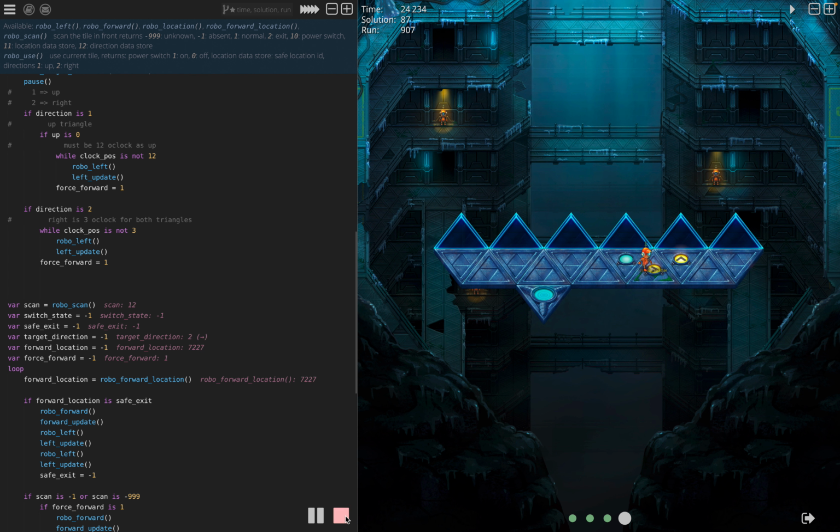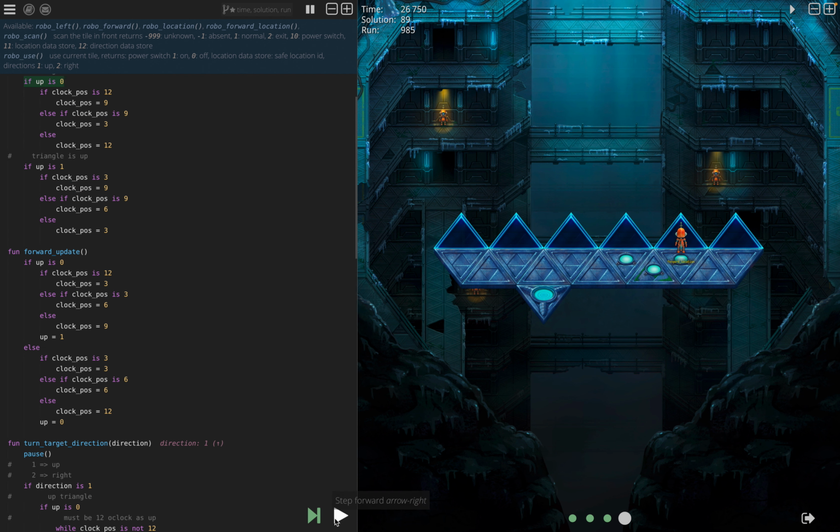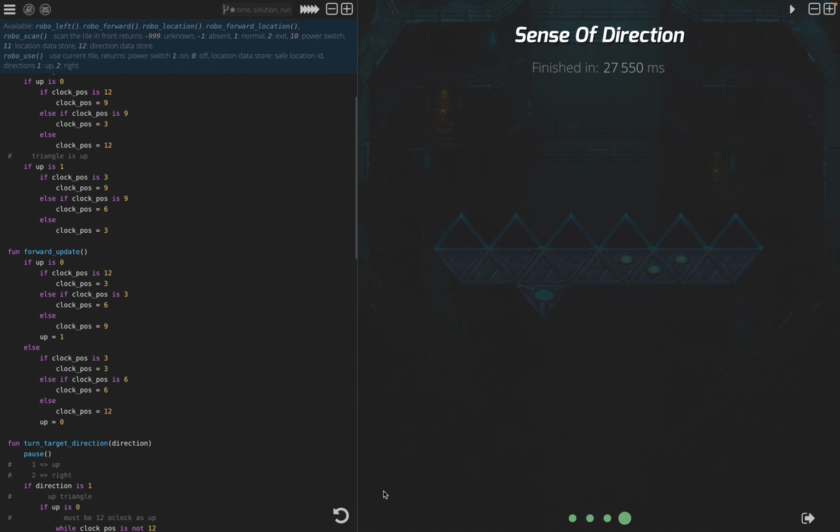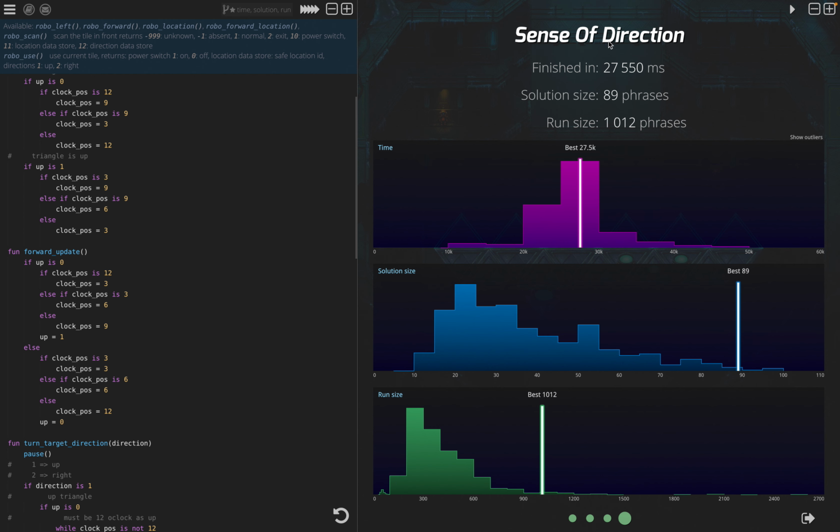This direction continues. Now it needs to move, you see, to this position. Now it needs to spin, so you see, keep spinning until it's 12 o'clock. So you see, rotate left, update position, and move forward. So we completed this level, sense of direction. Nice.